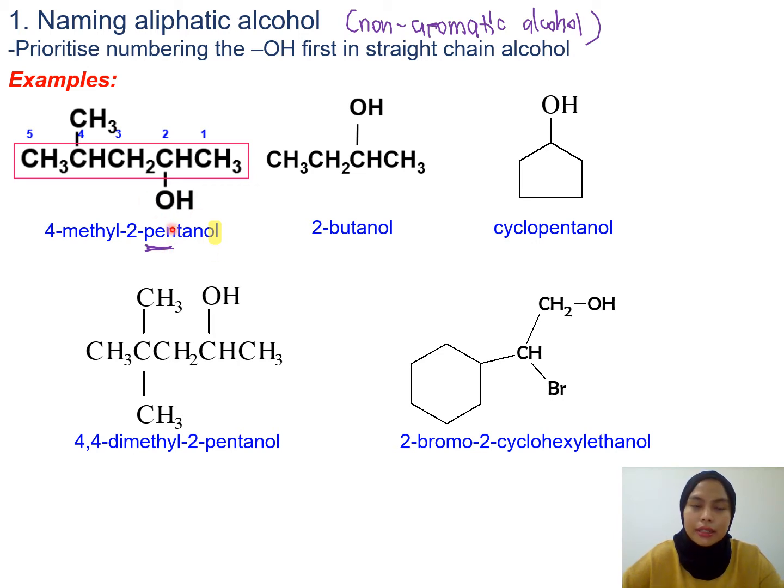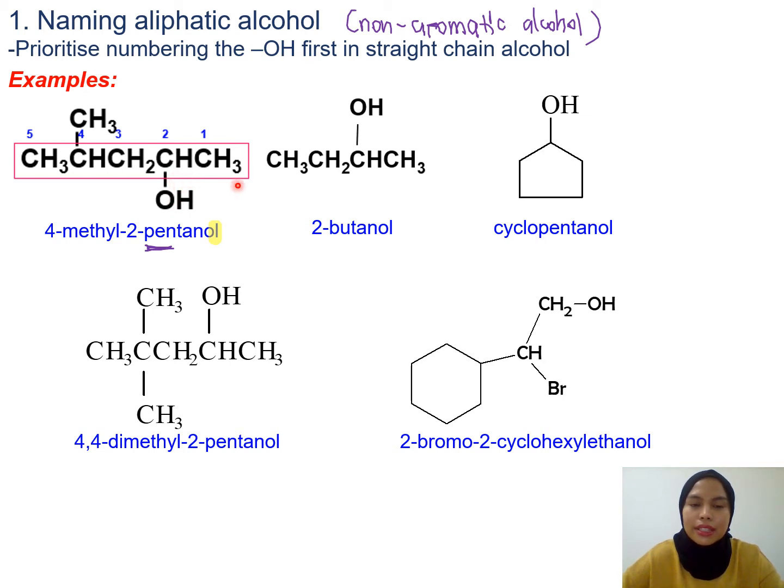Tapi because ada kehadiran OH, you kena letaklah OL. You gantikan E dengan OL. And then next, you need to numberkan, you need to give the number of the carbon yang terdekat dengan OH tu, number carbon tu yang paling rendah sekali.